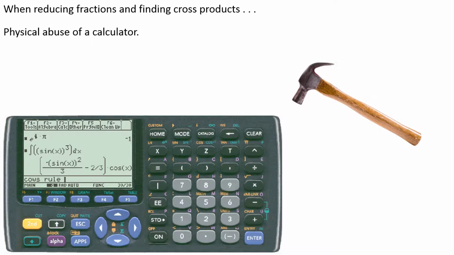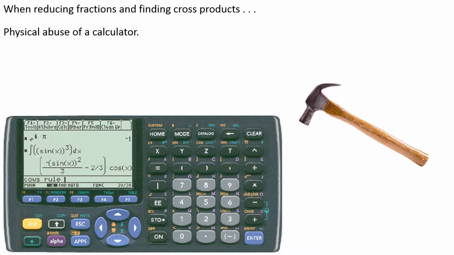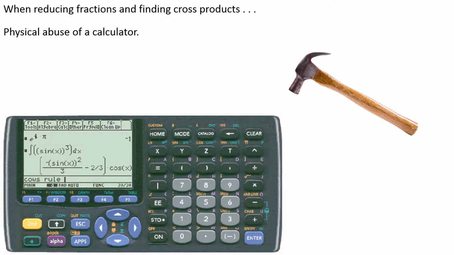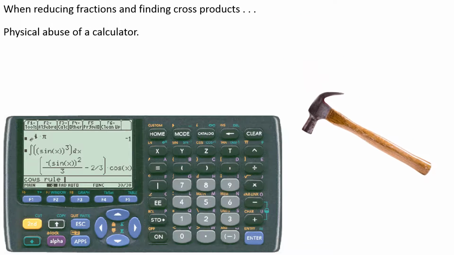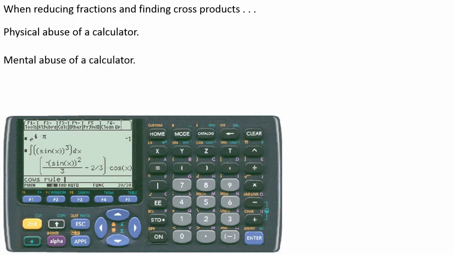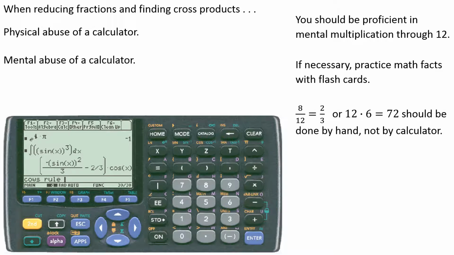Now, physical abuse of a calculator would be when you take your hammer and you smash the calculator with a hammer. That is one thing we just do not want to do. Then, of course, there's the mental abuse of a calculator. You should notice that previously, when I reduced 8/12 to 2/3, or when I did 12 times 6 is 72, I did not grab a calculator for any of that work. Right? That type of work needs to be done by hand, not by a calculator.